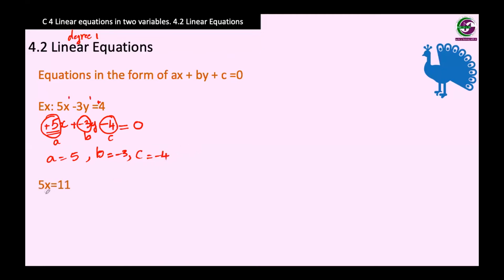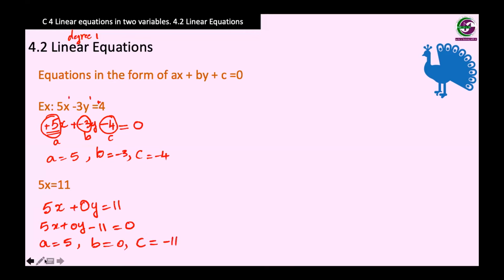Let's see another example. 5x is equal to 11. This is an equation with one variable. But first of all, we can rewrite it in the form of two variables. Just insert a 0 with the second variable, equal to 11. This is the given equation. We have to write it in the form of ax plus by plus c. It will be negative 11 because plus 11 changes to negative 11, equal to 0. So again, here a is equal to 5, b is equal to 0, and c is equal to negative 11. This is how you can rewrite and find out the values of the constants a, b, and c.